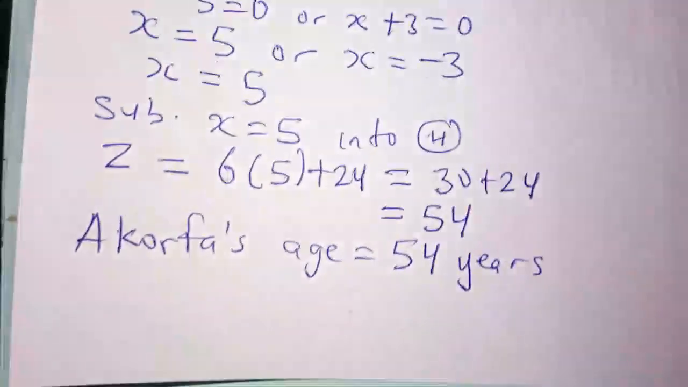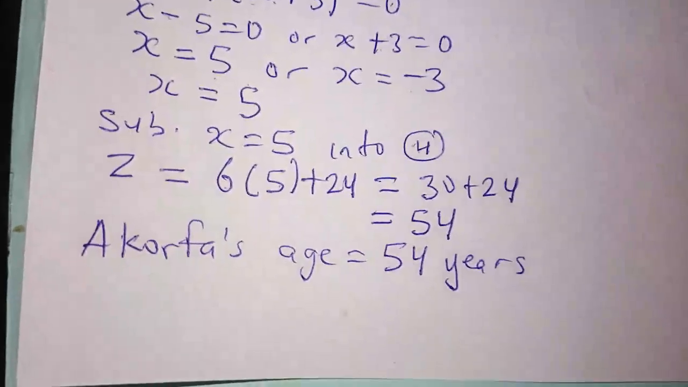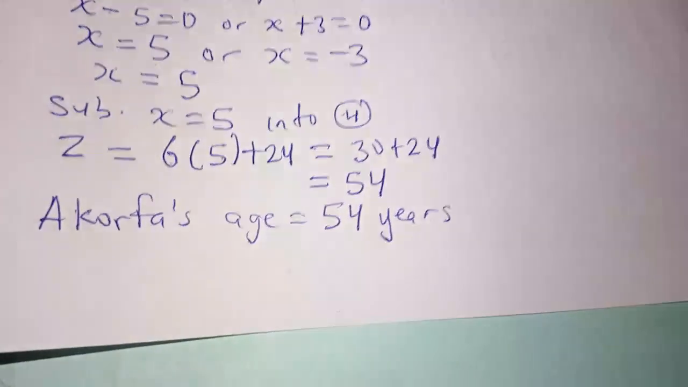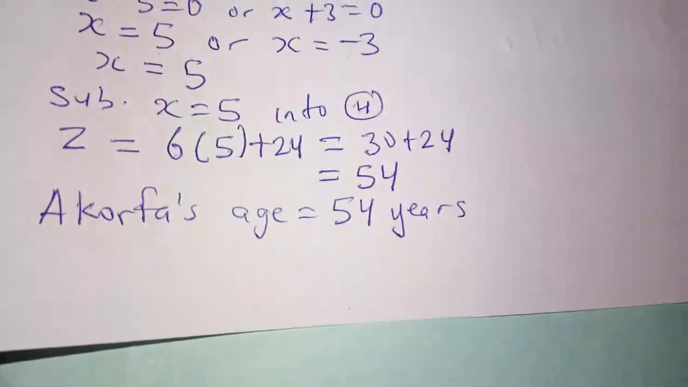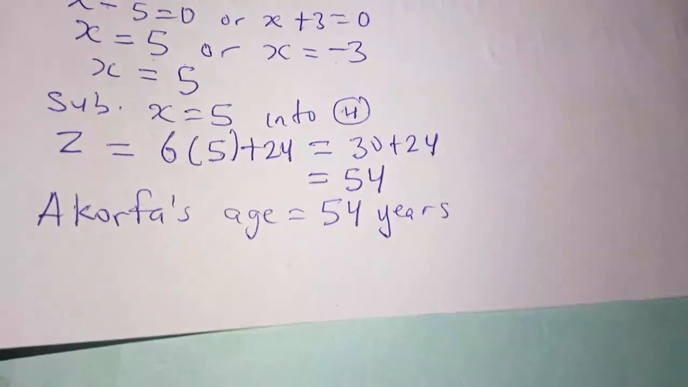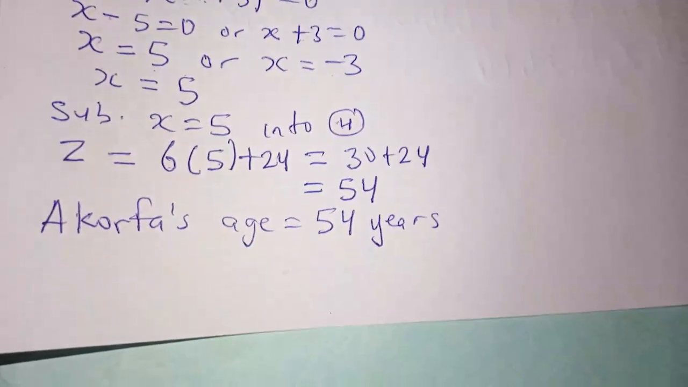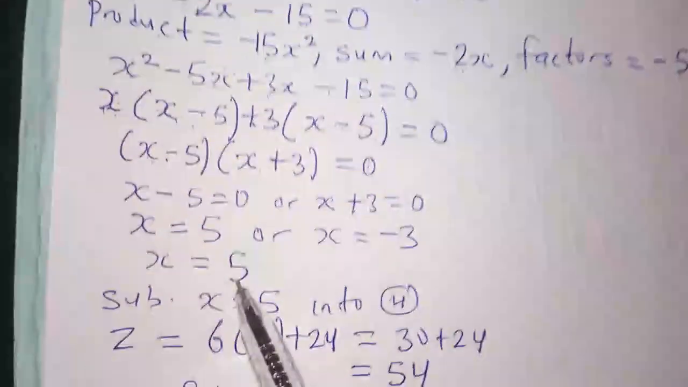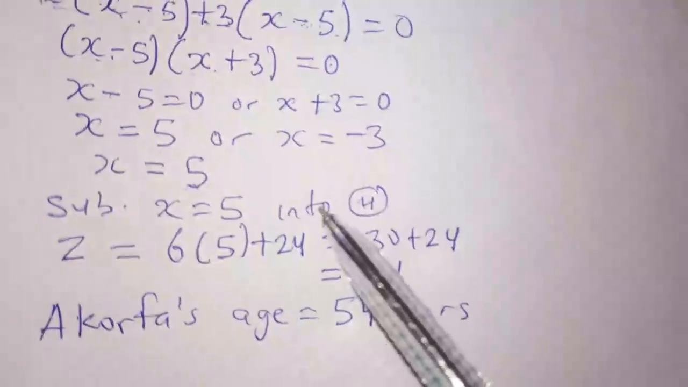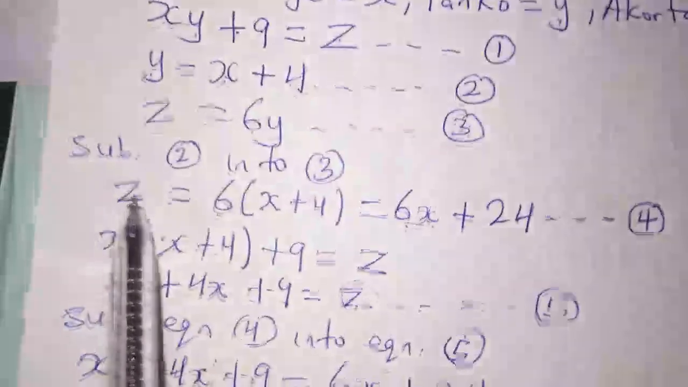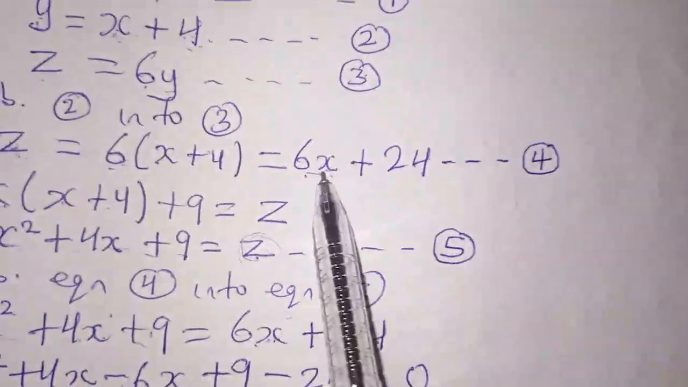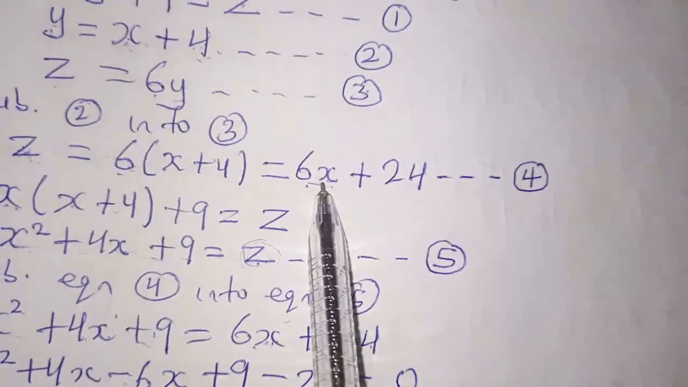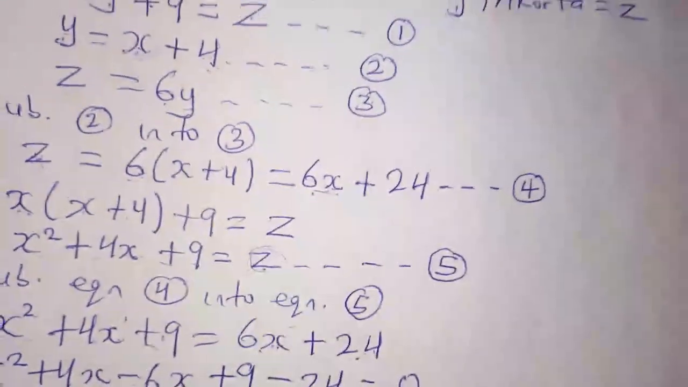years. That's Akufa's age. And you notice something? We did not find y at all. Why? If in the question you were told to find the ages of the 3 of them, you will need to find y. But here what we were told to find is just Akufa's age. The reason I needed to find x first, that's Adu's age, is that Akufa's age, which is z, is dependent on Adu's age. So that is why I have to find it first.